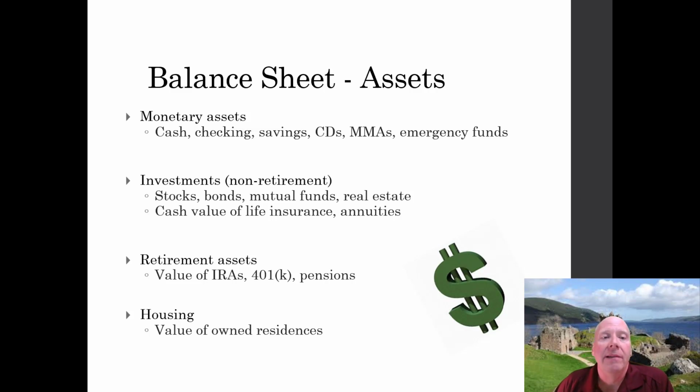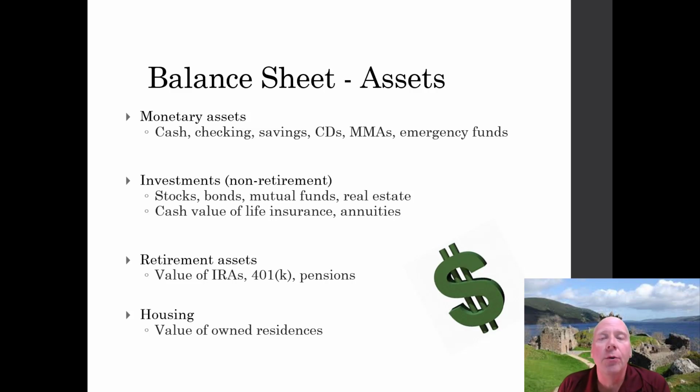Under the investment assets for non-retirement, these will be the value of your stocks, bonds, mutual funds, any real estate that you might own. And again, these are not specifically for retirement. They are not in a retirement account. The book also lists cash value of life insurance as an investment asset. Some folks will list that as a monetary asset. To be honest, I don't worry too much. As long as you have it under the asset side of the balance sheet, you're in good shape.